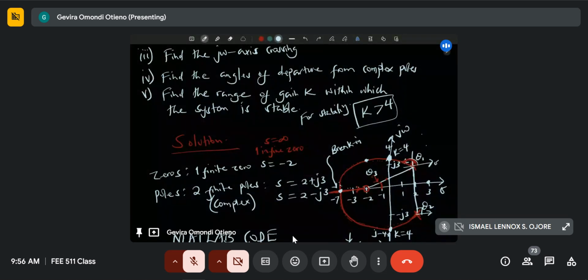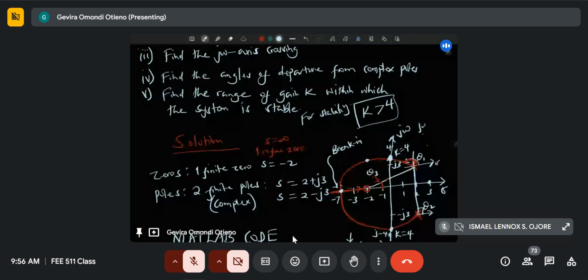Because we were not asked for the range where the system is marginally stable. Actually, the J omega axis stability is the gain at which the system is marginally stable. So anything greater than that is what gives us stability in this case. Here it was 0, here it is 4. So anything higher than 4 is what gives us the full stability range. So that is the range.